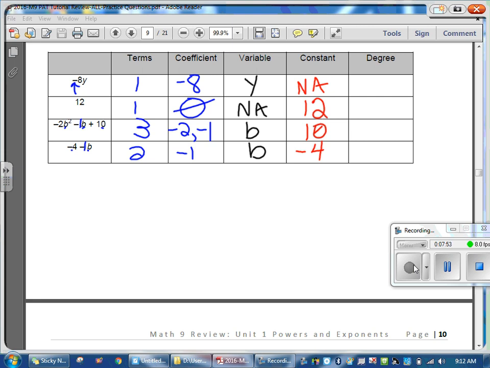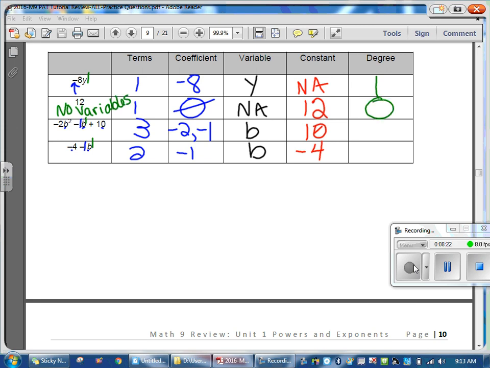Okay, now we're on degree. Degree is always based on variables. So if we take a look at the degrees, take a look at your variables and the exponents on your variables. So the first one, we only have one variable, so it's going to be a degree 1. This guy is a constant. Do you see any variables there? No, this guy's got no variables. So because he's got no variables, he's considered to be a degree 0.